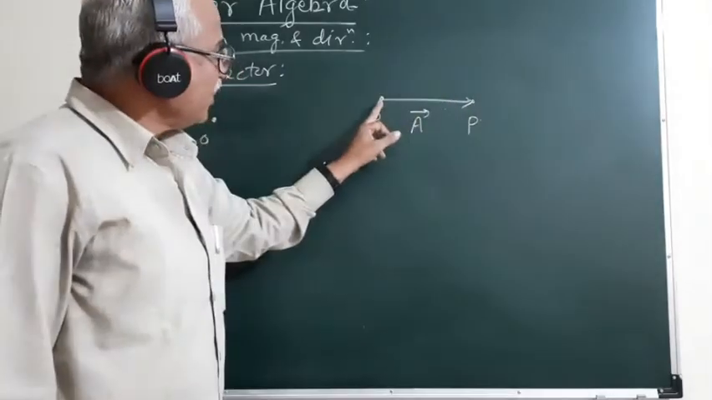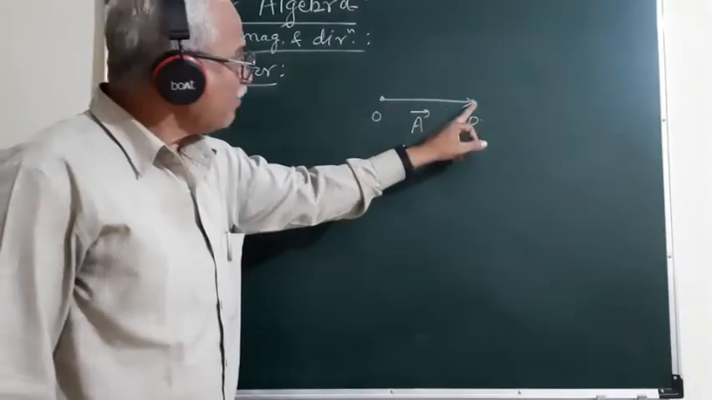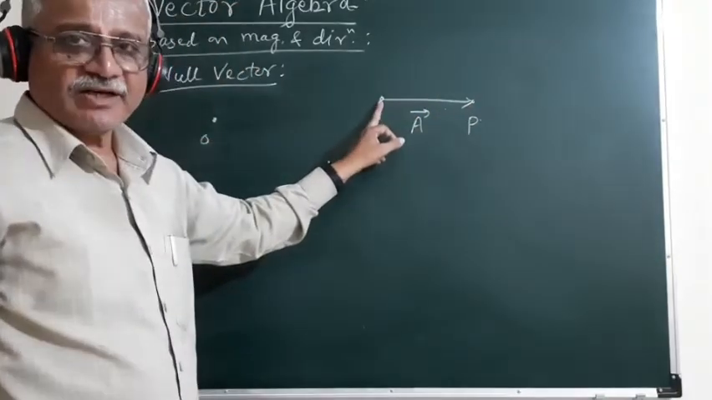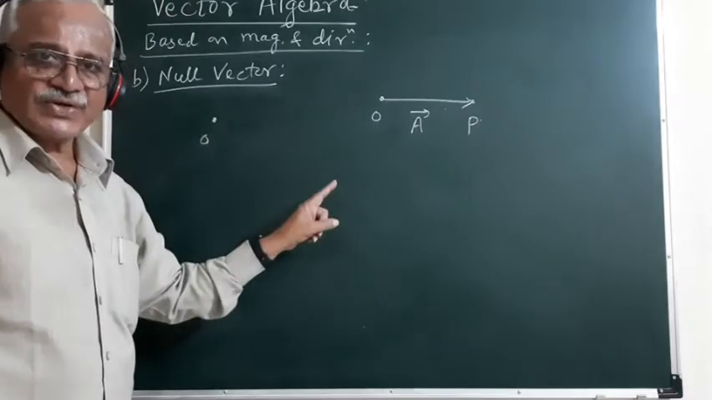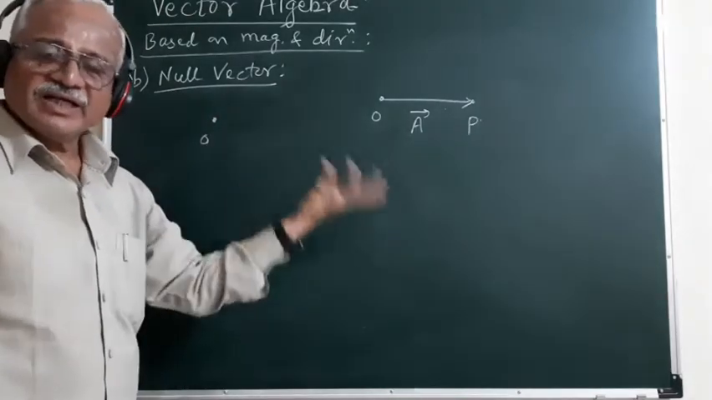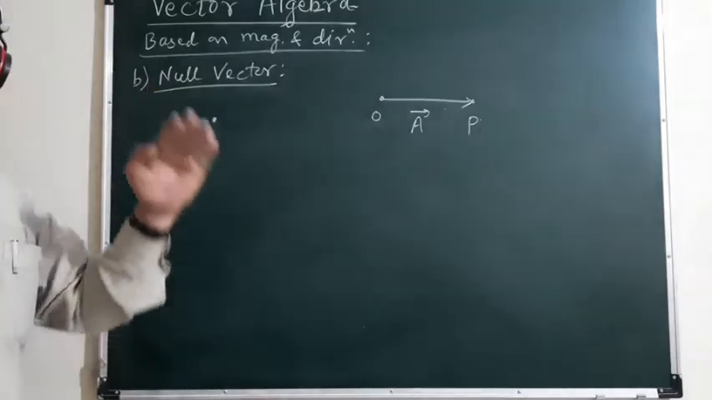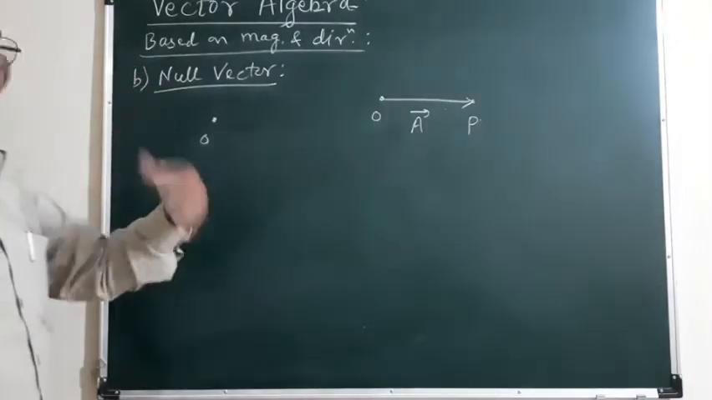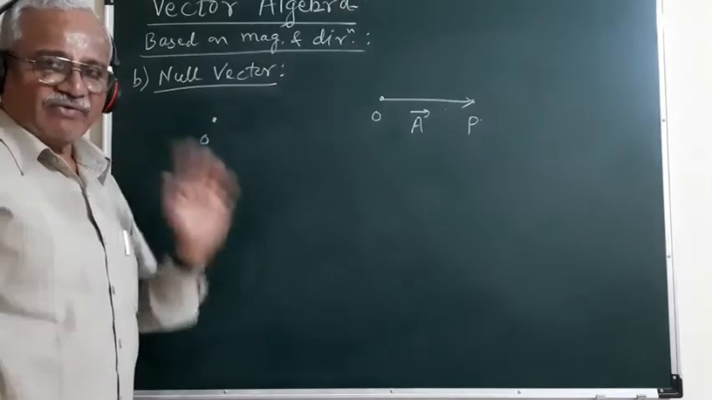So if the initial point and the final point of this vector are made to coincide with each other, then the magnitude of this vector will be equal to zero, as well as it has no direction. So such a vector having zero magnitude and no direction is called a null vector.